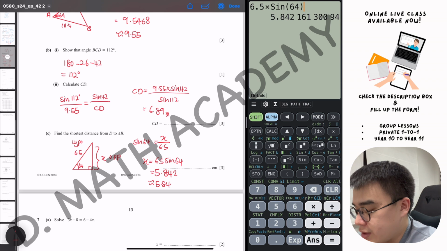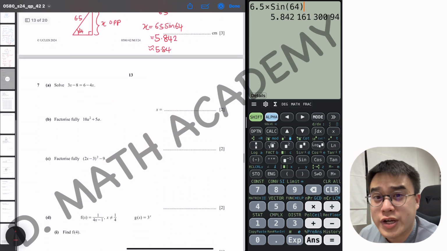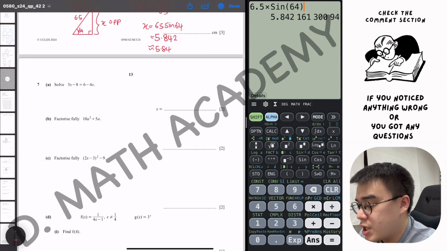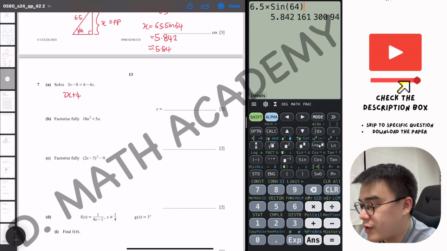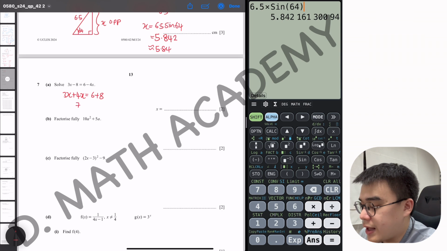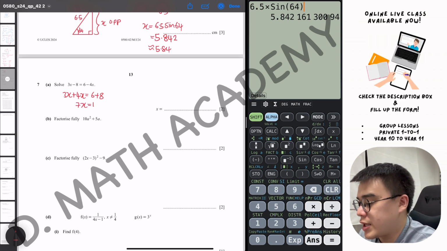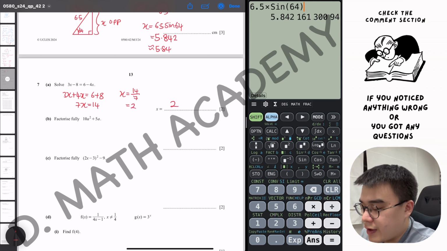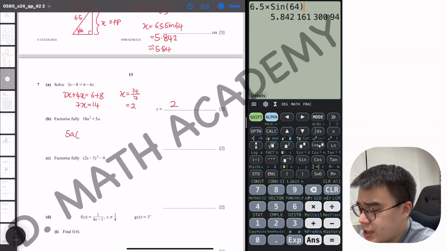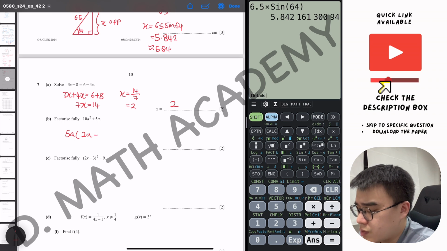So question 7, okay, we are about at the last stretch now, last few questions. Make x the subject. The 4x, when you transfer it to the front, is going to be positive, making it 7x and 14. So x is actually 14 divided by 7, which is 2 here. And then when you extract out 5a from both of them, it will be 10a plus 1.